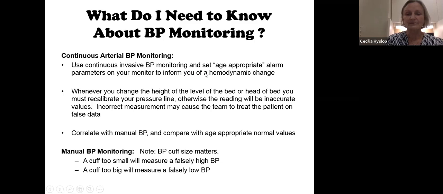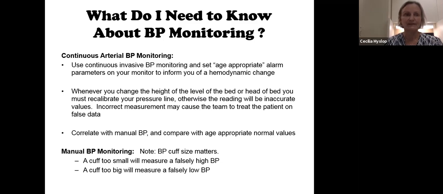So we also need to know that the information that we're communicating to people is actually accurate information. When we have continuous pressure waveforms like an RA or an LA, so intracardiac lines, or a central venous line, or the arterial pressure waveform from an art line, when we change the level of the bed or the head of the bed, we need to recalibrate our pressure line and re-zero our monitors, so that we are giving accurate pressure.